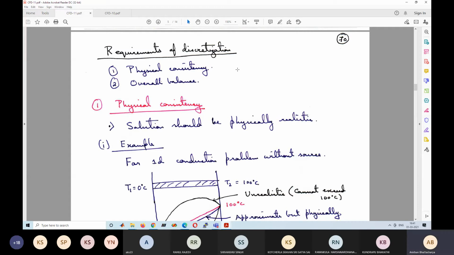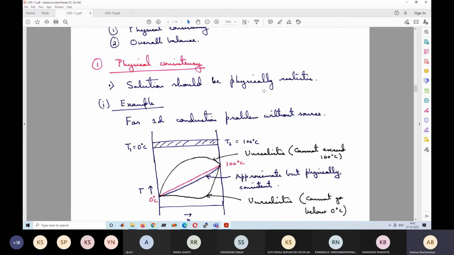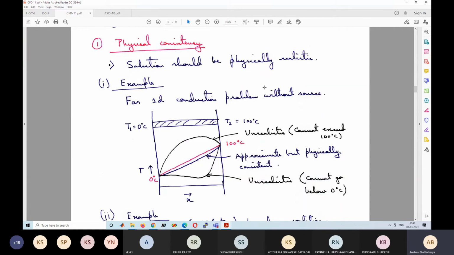So let us try to understand these two. What do we mean by physical consistency, and then later we will try to understand what we mean by overall balance. Physical consistency means that if we do a discretization and then obtain a solution using the discretized method, our solution should be realistic, physically realistic. It can be approximate or inaccurate, but it should be within the bounds of physics. This will be more clear with the help of some examples.